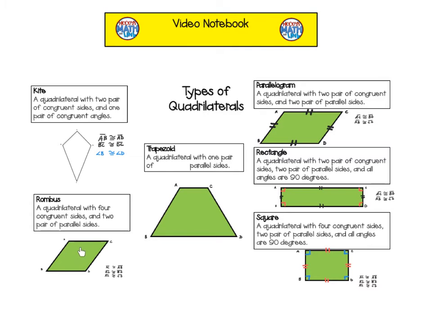Let's move over here to the rhombus, because a rhombus is really a square that someone sat on and they kind of squished it to the side.